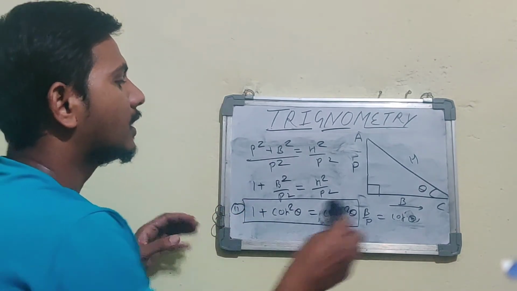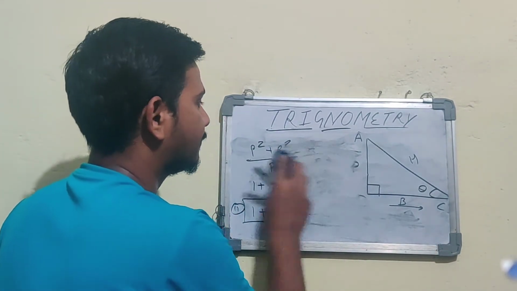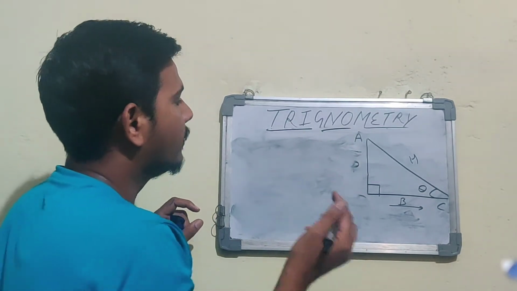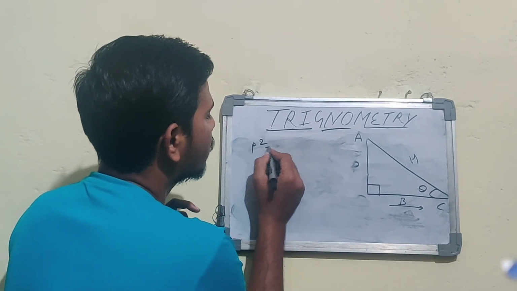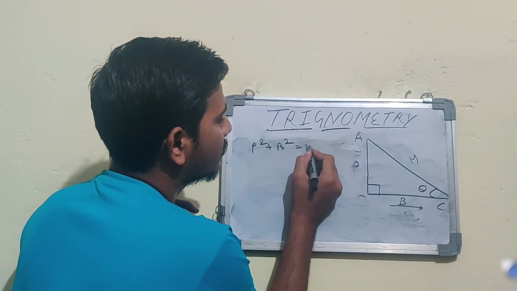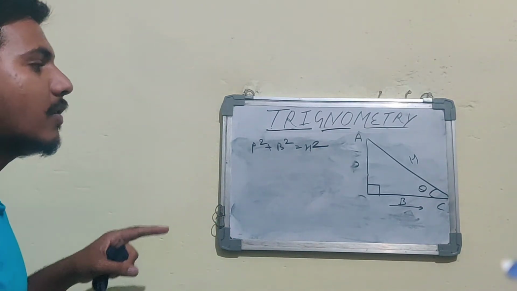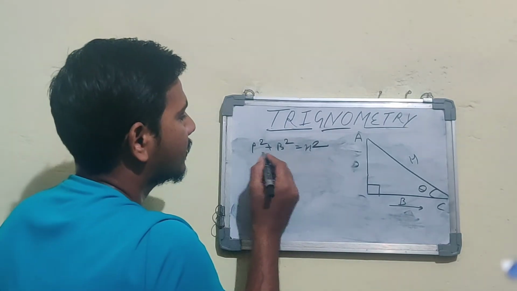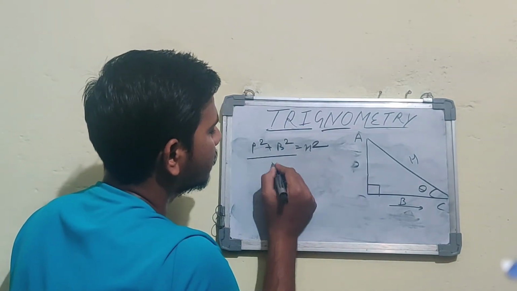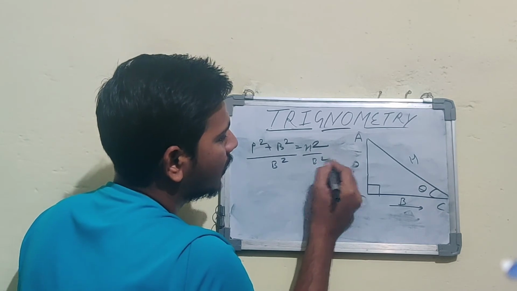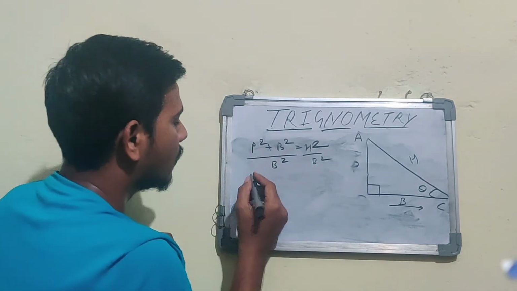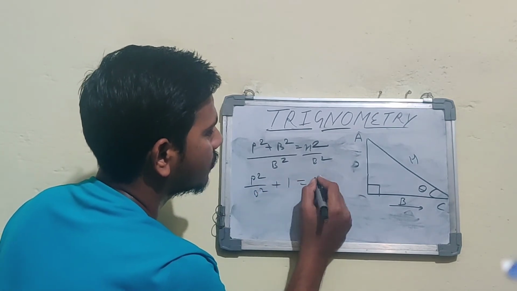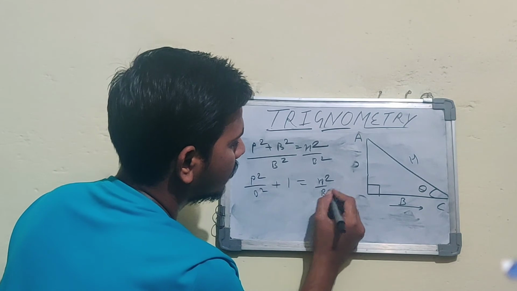Now we will talk about the third trigonometric identity. Again we will take Pythagoras theorem, which is p square plus b square is equal to h square. This time we will divide this whole equation by base square. This will be equal to p square upon b square plus 1 is equal to h square upon b square.